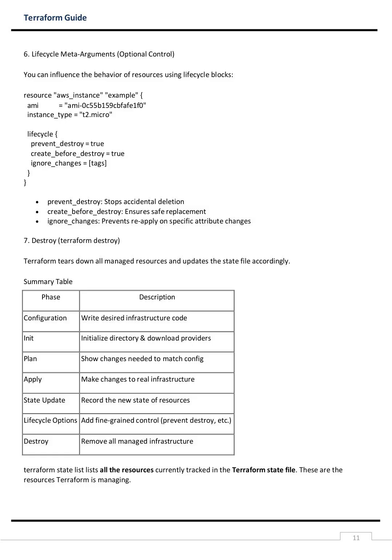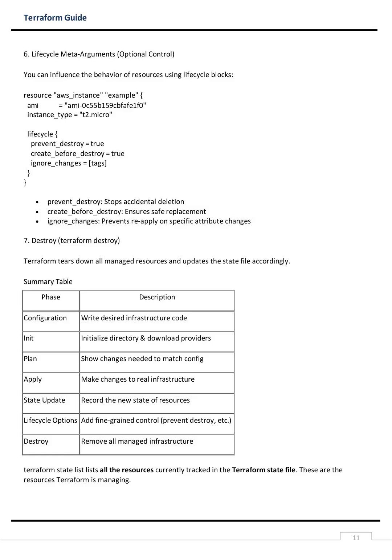Summary table. Phase, description. Configuration. Write desired infrastructure code. Init. Initialize a directory and download providers. Plan. Show changes needed to match config. Apply. Make changes to real infrastructure. State update. Record the new state of resources. Lifecycle options. Add fine-grained control, prevent destroy, etc. Destroy. Remove all managed infrastructure.